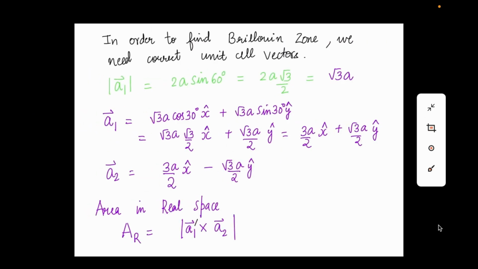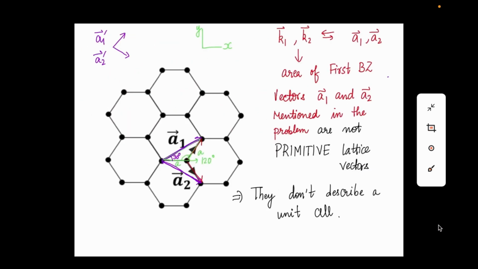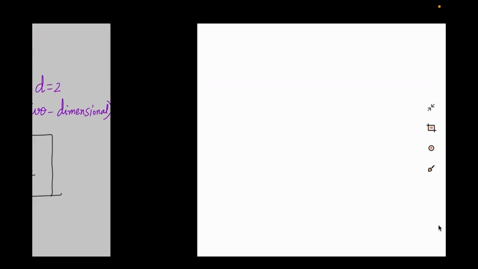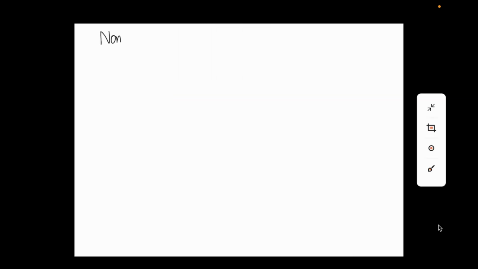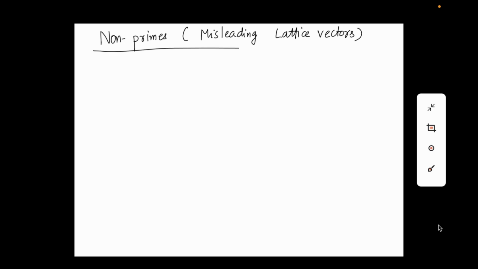Now if you had gone with the wrong approach, this was with the prime, so you should be very careful over here. This is the prime. Now in the question, what was given was the non-primes, which were misleading lattice vectors. So if you had chosen those, then your real-space area would have been A1 cross A2.